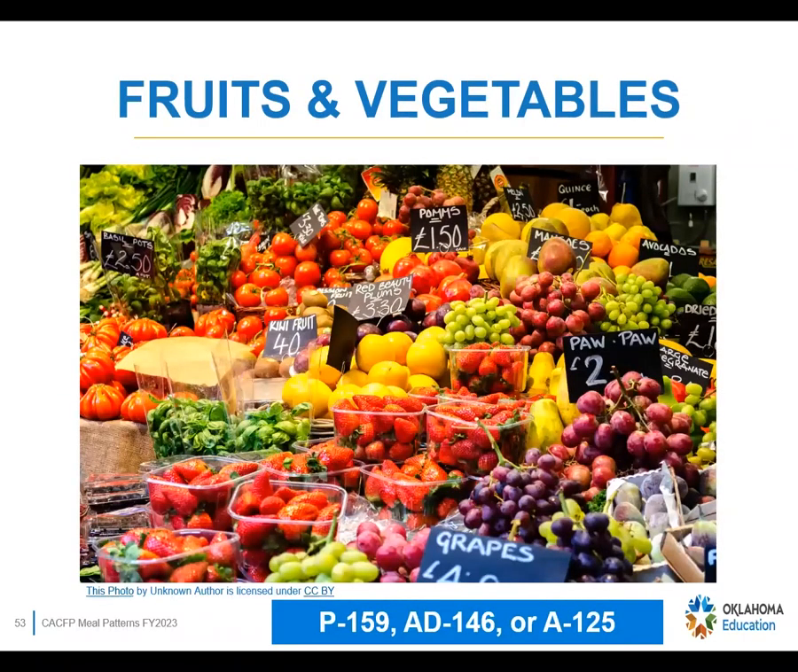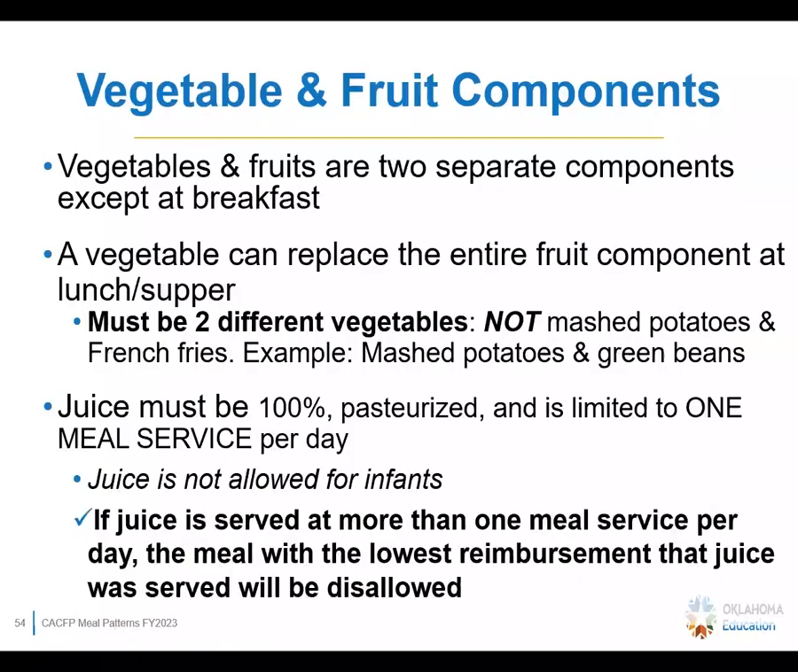Now let's talk about the fruit and vegetable component. Fruits and vegetables are two separate components, except at breakfast, where you can mix and match them. A vegetable can replace the entire fruit component at lunch or supper. So it must be two different vegetables. You cannot do mashed potatoes and French fries, because they're both potatoes, but you can do mashed potatoes and green beans. And again, this is just for CACFP.